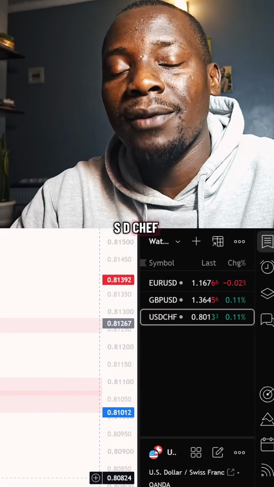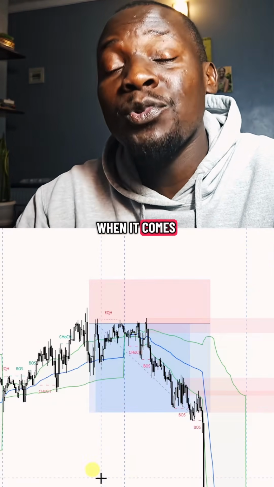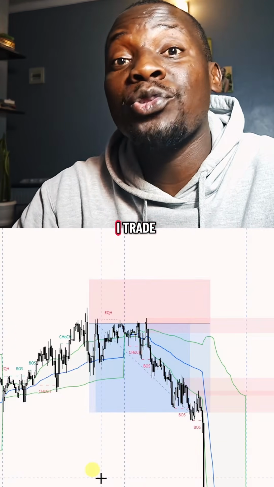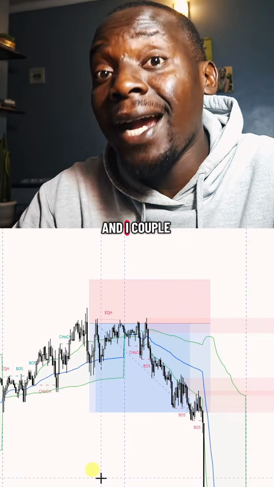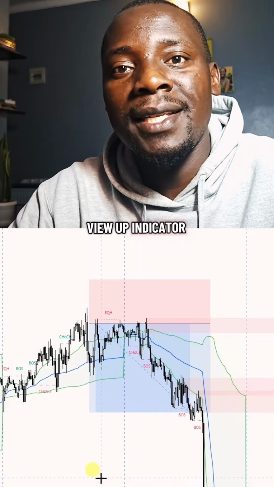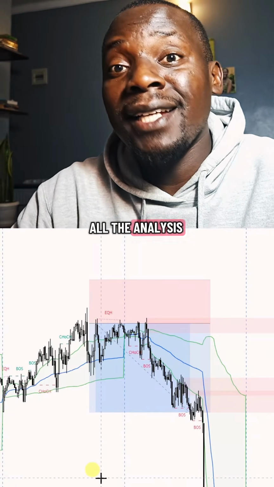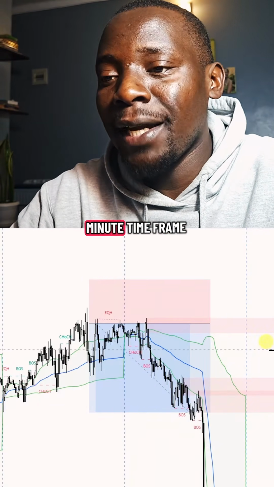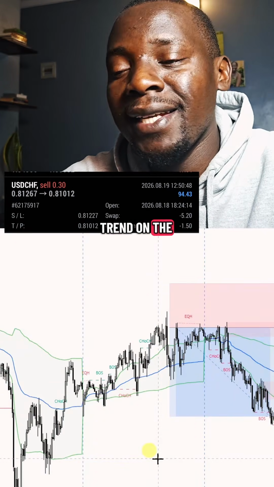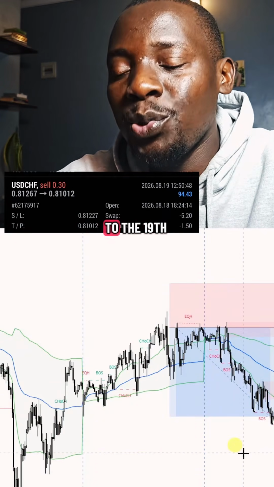and USDCHF. So basically, when it comes to the strategy, I trade support and resistance, and I couple this with the VWAP indicator. All the analysis is done on the 15-minute time frame. I took this trade on the 18th and it crossed over to the 19th.